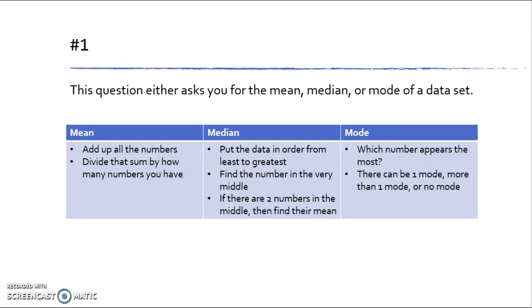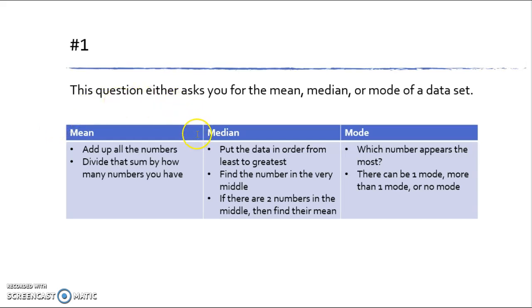Question number 1 gives you a list of numbers and then asks you to either find the mean, the median, or the mode of that data, depending on which question you have. If your question asks you to find the mean, here are the steps for that. In order to find the mean or the average, we add up all of the numbers that we see and then divide that total or that sum by how many numbers we had to begin with.